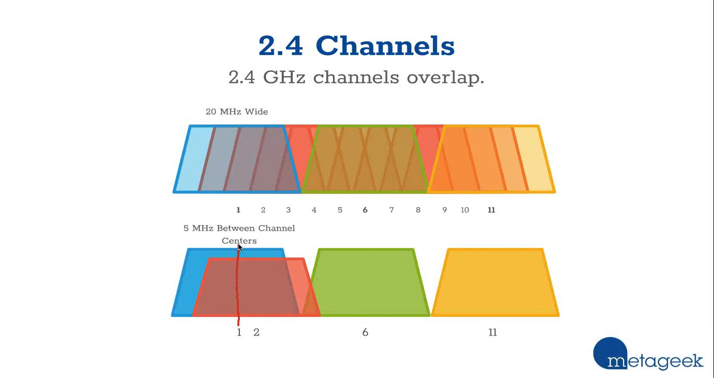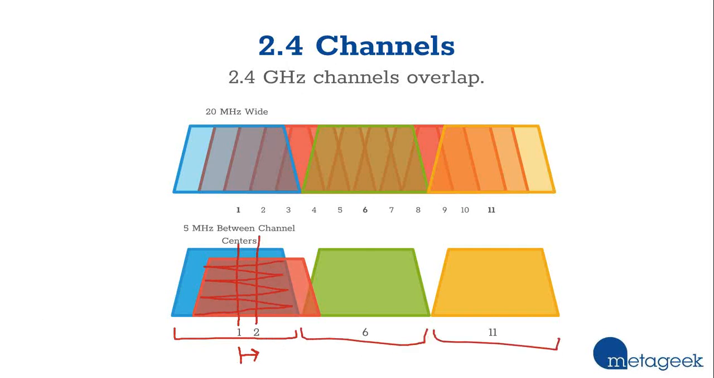So here's the center of channel one, and each channel center is only separated by 5 megahertz. So if we start at the center of channel one and we go up 5 megahertz, that puts us right here at the center of channel two. And if they're 20 megahertz wide, we realize when we visualize this that channels one and two overlap by about 75%. In the end, there's only three channels that do not overlap, and that is channels 1, 6, and 11.